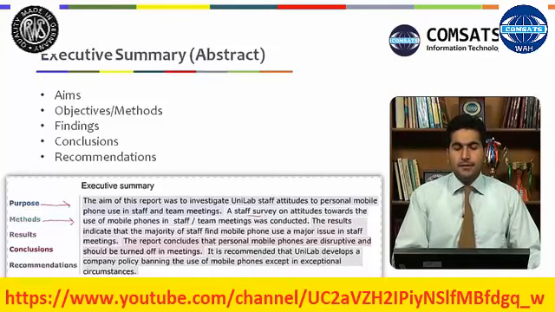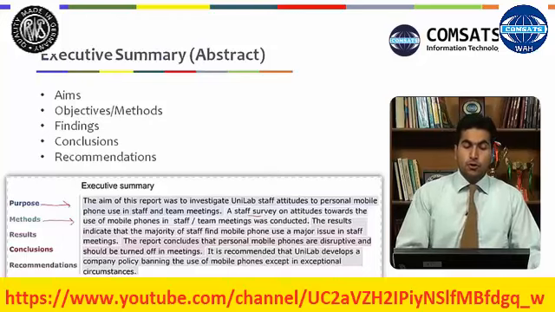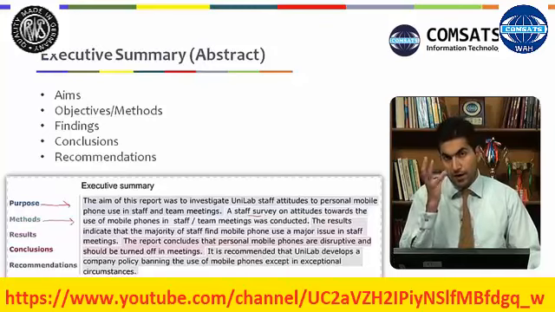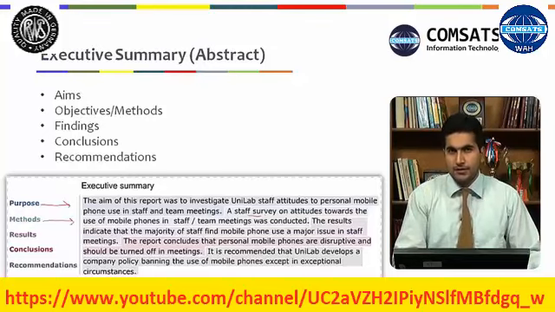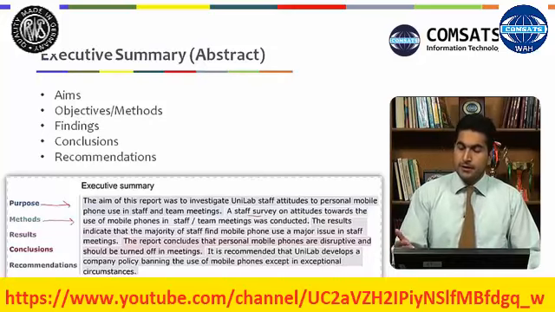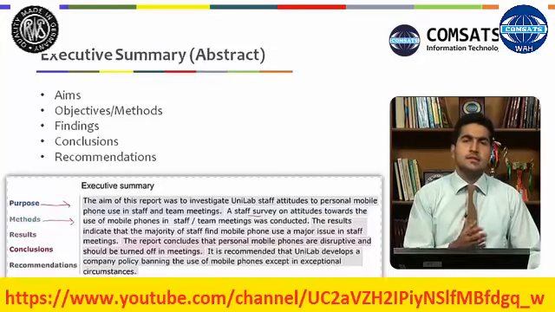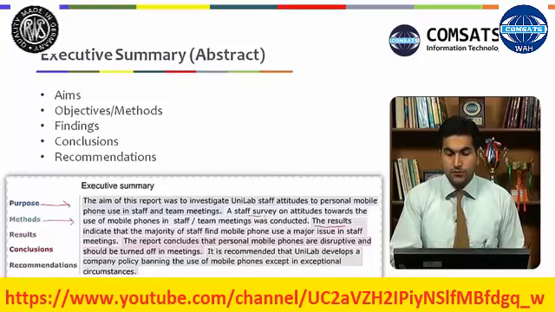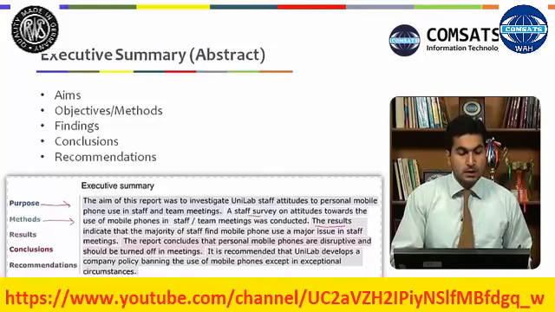Now if we look at the sentence highlighted in pink, a bit pink, bit red, you have an idea of the next section. Over here we have the results of carrying out the analysis by the application of that methodology. Now we have a set of findings and results. The results indicate that the majority of staff find mobile phone use a major issue in staff meetings. The manner of writing it is that the results of the study indicate that this and this are the findings of this study. That is how you structure your results section.